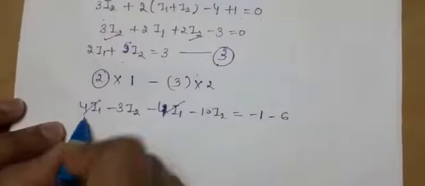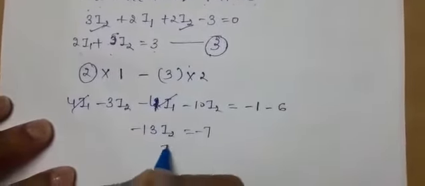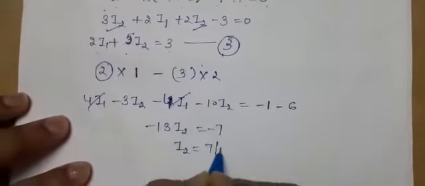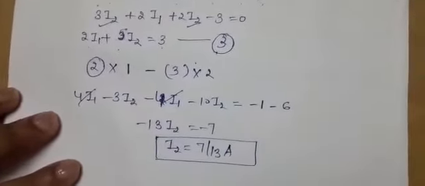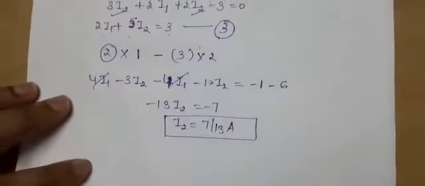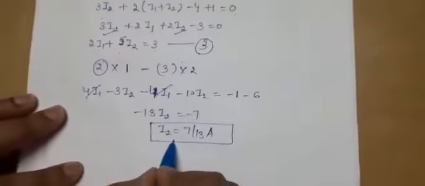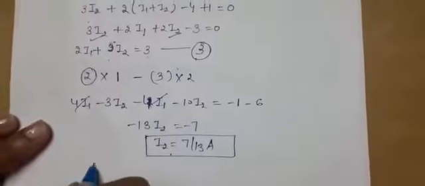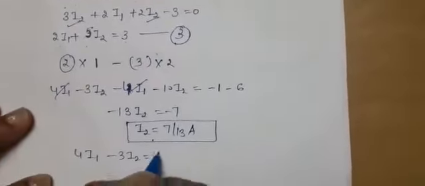So here the 4i1 will be cancelled out. What we are getting is -13i2 equals -7. So i2 is 7 by 13 ampere. Simply we have solved these two equations. Now substitute this value in either of the two equations. Let me put it in equation 1. As the first equation is 4i1 minus 3i2 equal to -1.